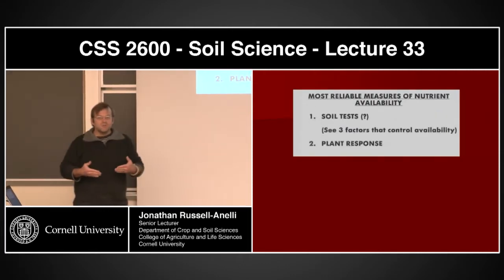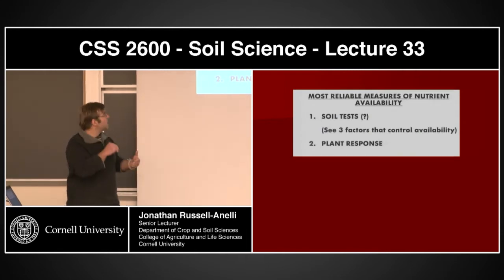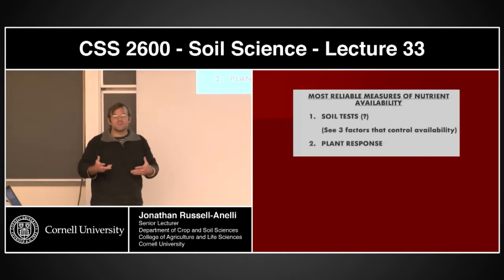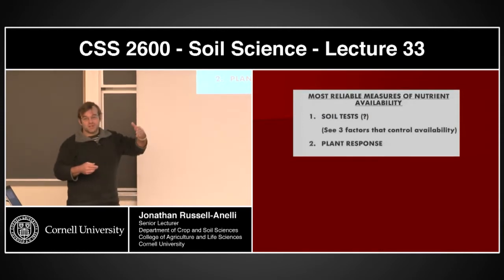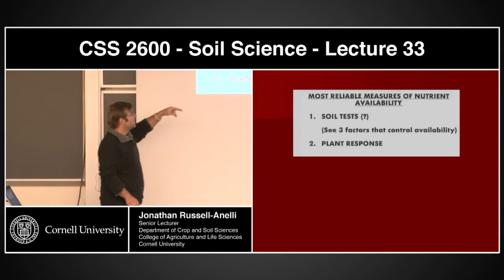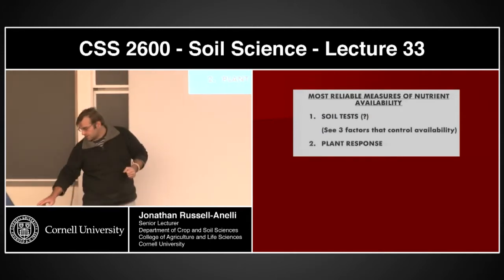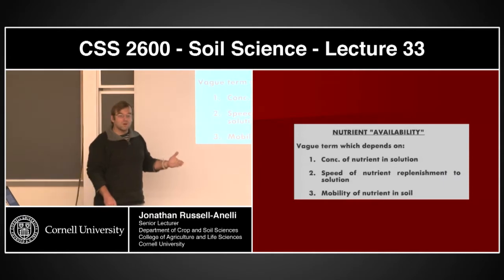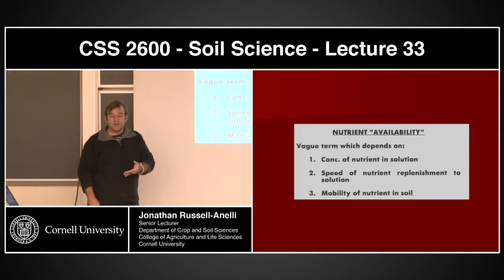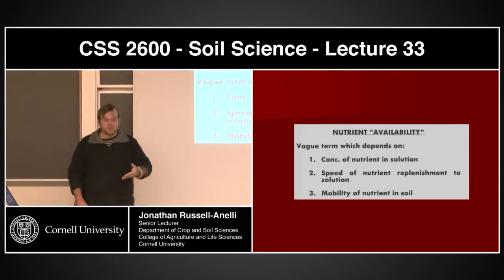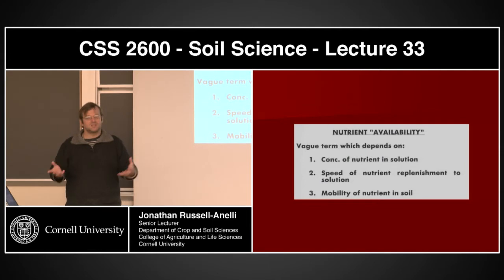So, how do we in fact figure out what availability is? There's basically 2 methods. One is a soil test, and there are 3 factors that control this availability, and then a plant response. So let's start with the soil tests. What are the factors that are going to control that soil test? Now, if I'm doing a soil test, and I take a soil and I measure the nutrient availability, there's a lot of different types of tests that we use.